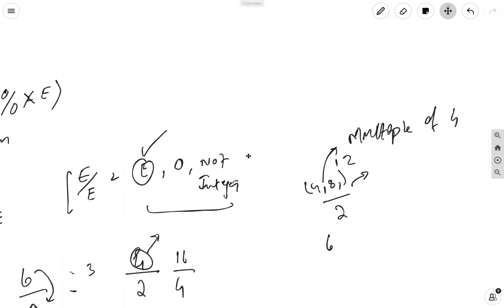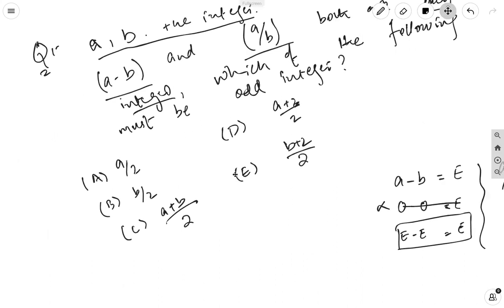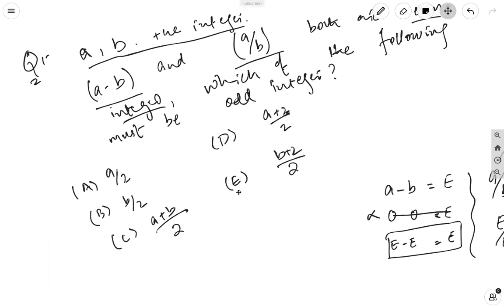Now, moving back to the question, we have figured out that A and B are both even integers, but A is a multiple of 4. Now the question is: which of the following integers must be an odd integer? We can easily rule out some of the options. In the first option, we have A by 2. If A is a multiple of 4, let's suppose this is 4, and we divide by 2, the result is even. So this can't be the answer.